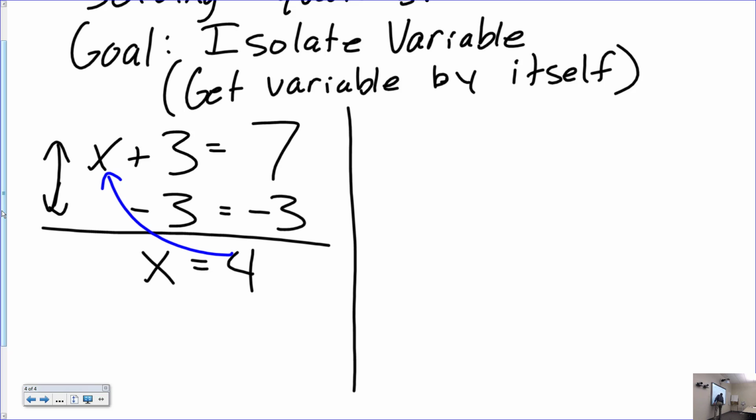And note, folks, that this is one of the 4 major building blocks of solving equations. Okay, that's the first one.